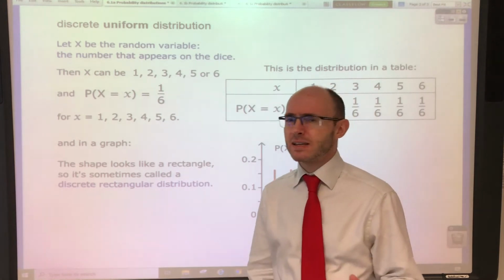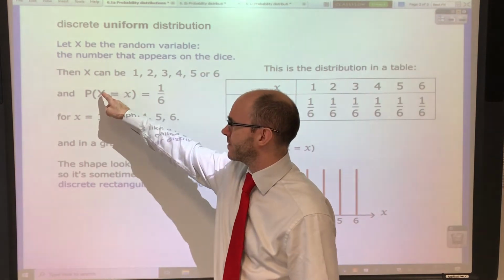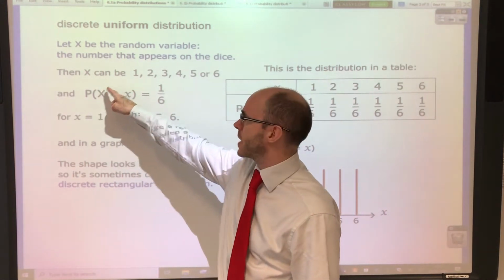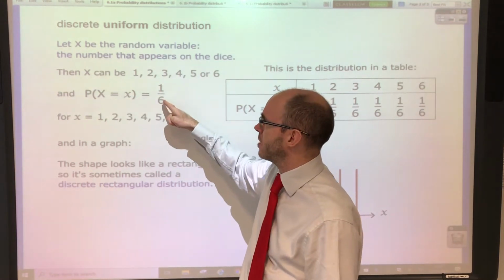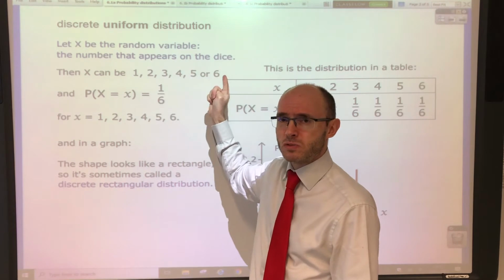Anyway, yeah, so this is what a probability function looks like. It's basically saying that the probability that you get an individual result, such as x, is 1/6 for each of these values. 1, 2, 3, 4, 5, 6.